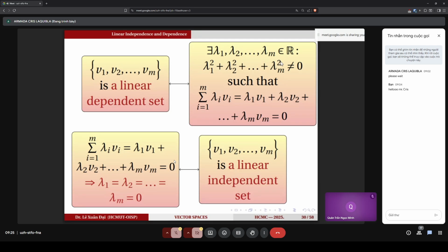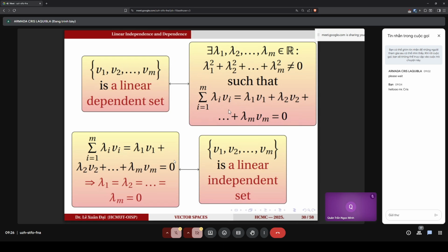There exist lambda 1 to lambda m elements of the real numbers such that the sum of the squares of the lambdas is not equal to 0. So if one of them is not 0, then it will satisfy this, because if all of them were 0, this would become 0, and it would contradict the assumption. So the lambdas should not all be equal to 0, such that the summation is equal to 0.